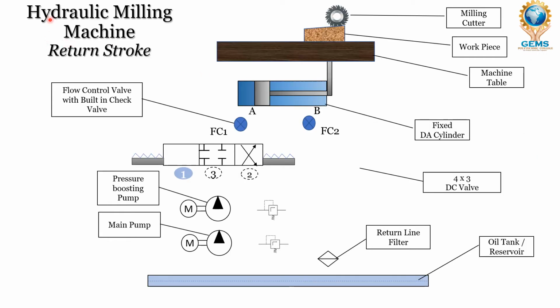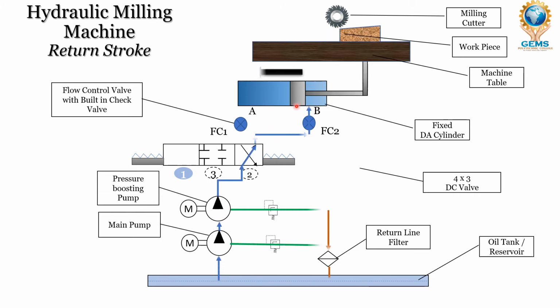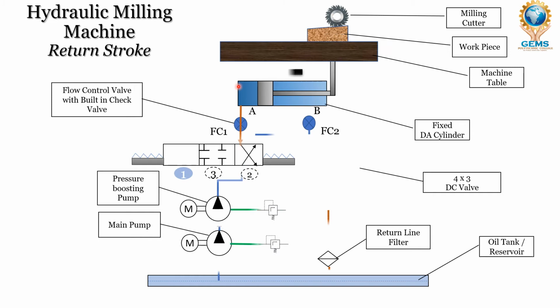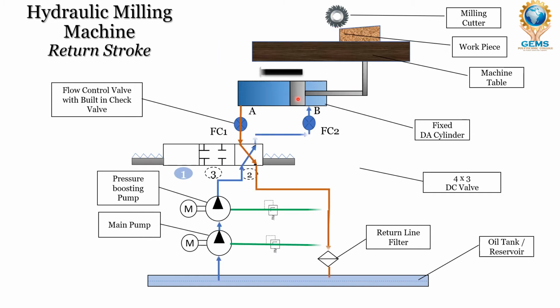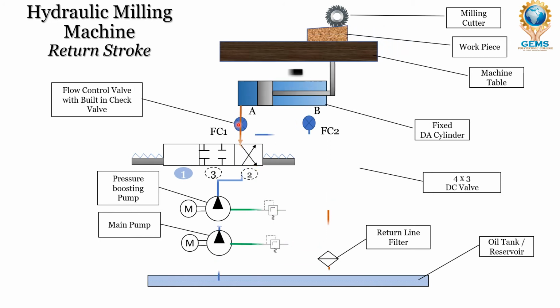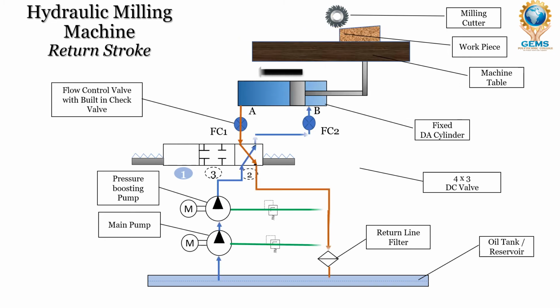Let's see the animation of the hydraulic milling machine return stroke. Now the oil flows through B, so that it moves from right to left, and the return oil comes through port A and goes back to the oil tank.